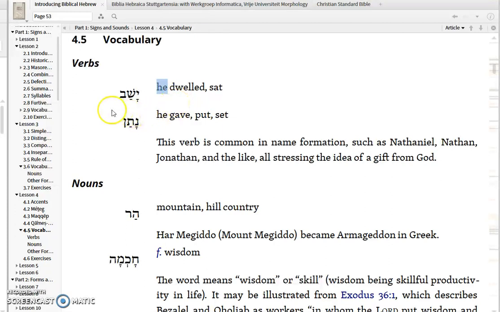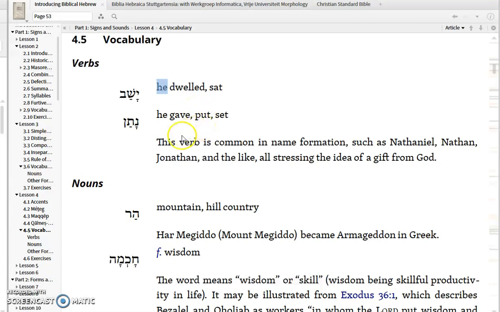Now, if you actually put a subject, a man sat, you could say yashav ish, often the opposite word order of what we'd expect. Sat a man means a man sat. So if you have a subject, then you just say the subject, the man sat. But if you don't have a subject, the word itself could mean he sat or he dwelled. So sit or dwell is the basic meaning of the root, and the particular form is he did it. He sat or he dwelt.